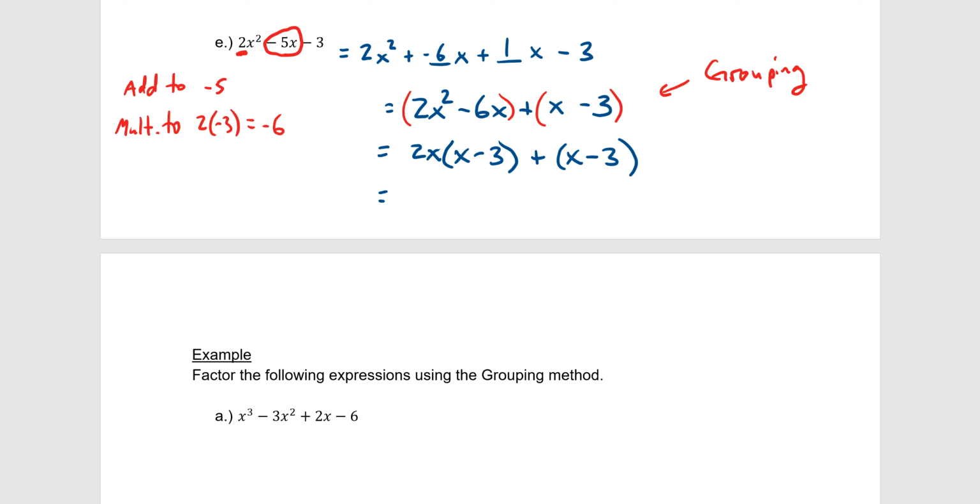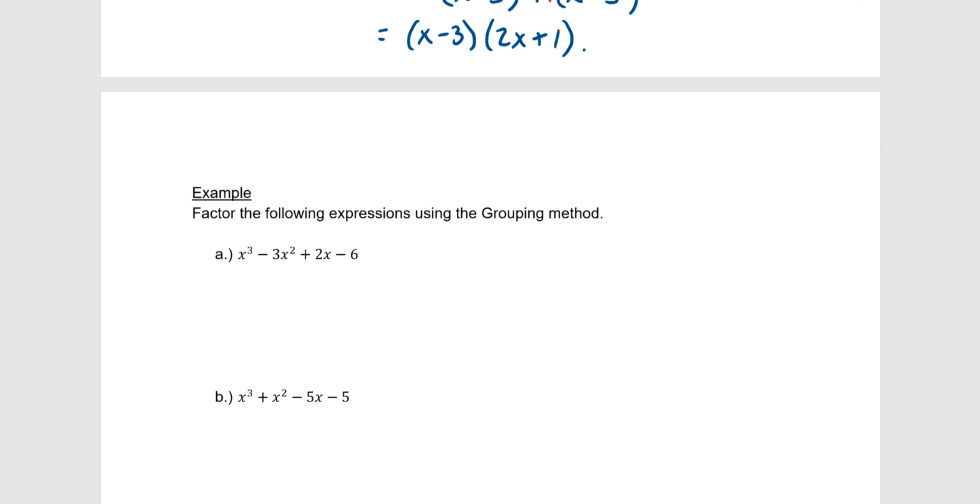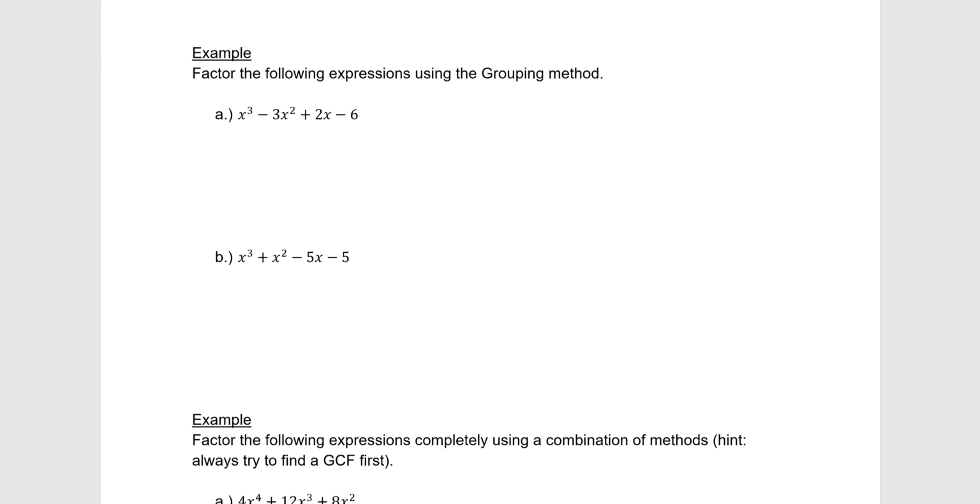And now you factor out the binomial x minus 3. Factoring that out as your GCF, you're left with 2x plus, there is a 1 out here, so 2x plus 1. Okay, so that is your final answer for this one. So it's obviously a little bit more complicated, but if you just remember those short little steps, then it's not too bad. And that actually brings us to grouping.